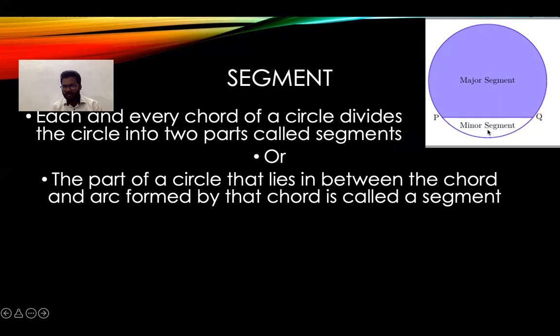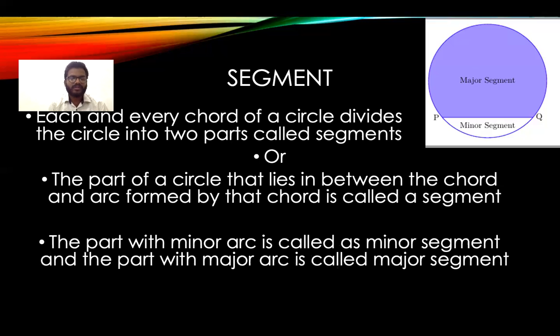So this part which is in white color, that is the minor segment. The part which is in blue color, we call a major segment. So the part with the minor arc we call the minor segment, and the part with the major arc we call the major segment.